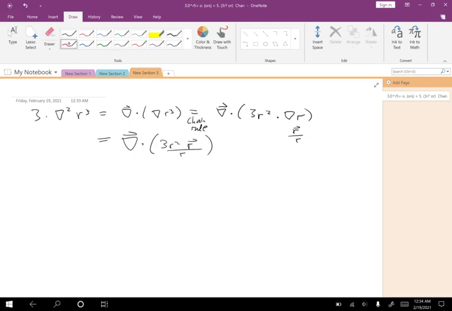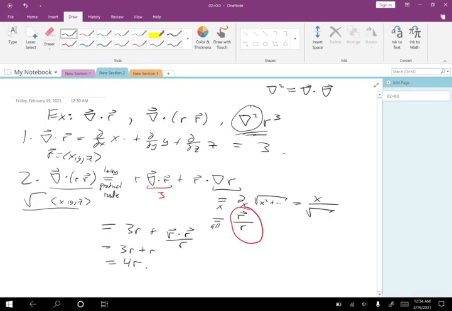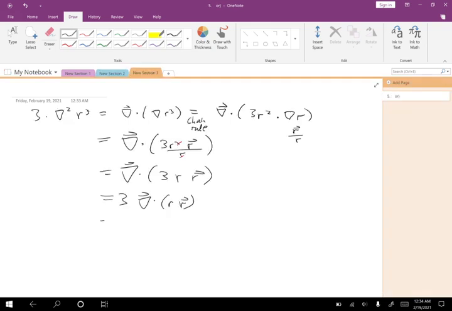Obviously, we get some cancellation here, which is kind of nice. So this is 3r r. But look, we actually did that. We did that right here, right? So this is just 4r. So it's 3 times 4r, we get 12r.